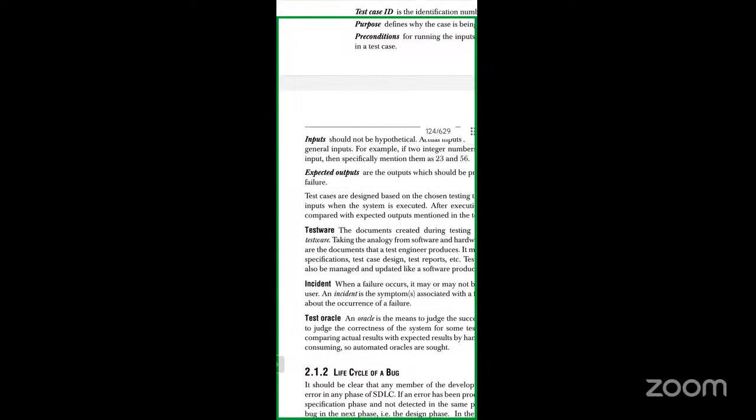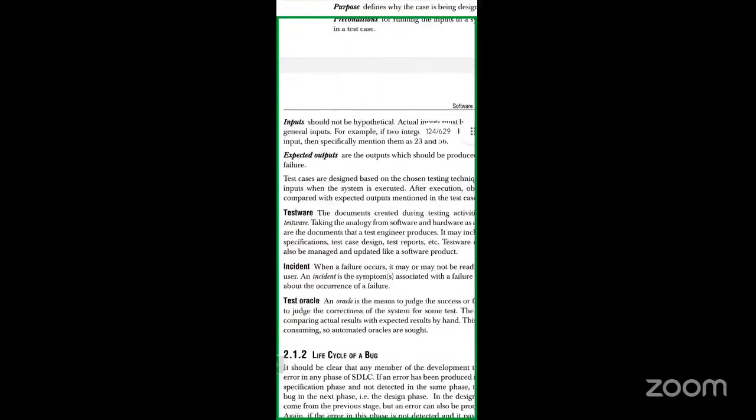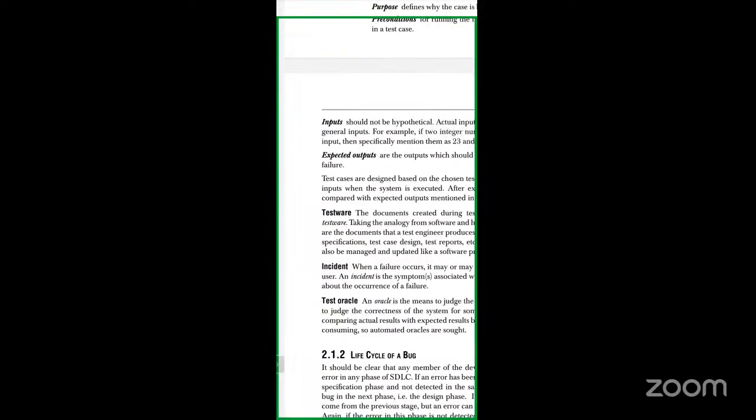The next one we are having is testware. The documents created during testing activities are known as testware. So here testware are the documents whatever we are generating or creating when we are testing that particular product. That is your testware. Then comes the terminology of incident.